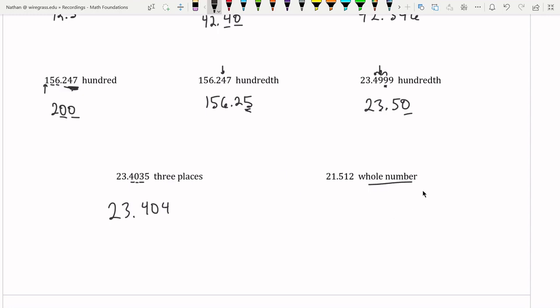And then the nearest whole number means there should be no decimal part. In other words, round to the 1s spot. This one, the testing digit is 5. This is 5 or greater, so we're going to add 1 to the 1 spot, and that gives us 22. And there's no decimal point, no decimal part in this rounded number.